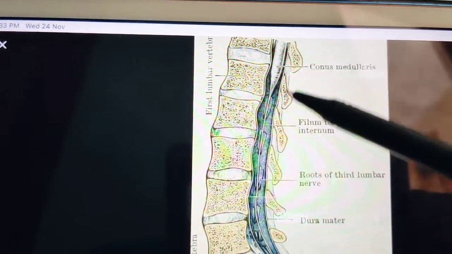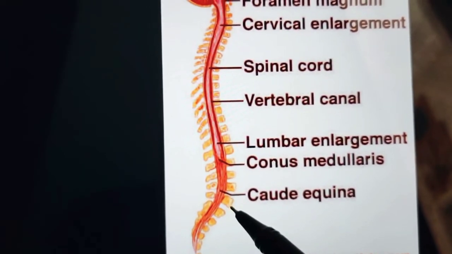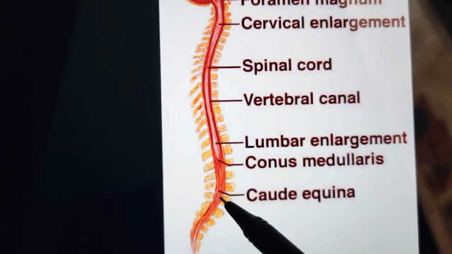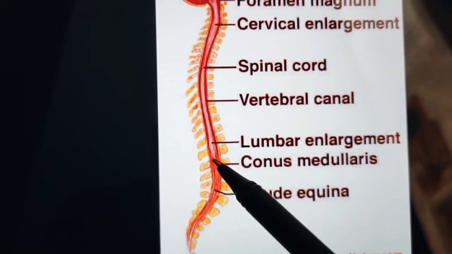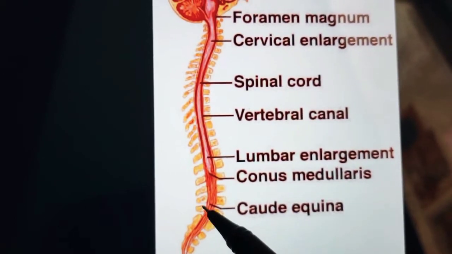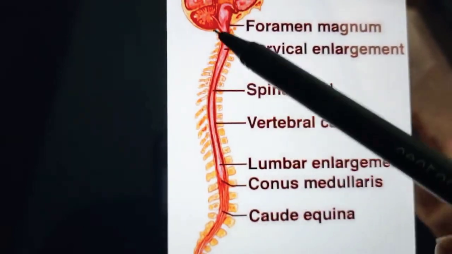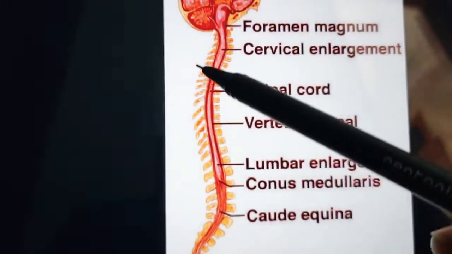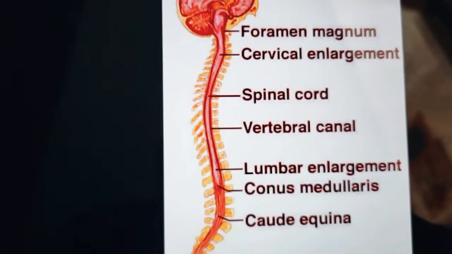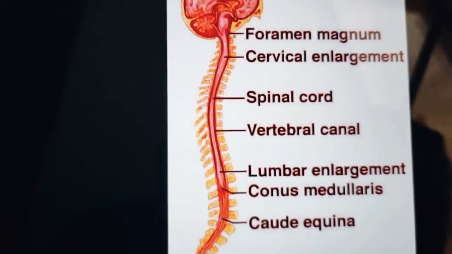So remember, the conus medullaris is at the first lumbar vertebra. In this diagram you can clearly see this is the conus medullaris and this is the cauda equina. The part formed by the lower four vertebra contains the cauda equina, and the canal of all lumbar vertebra contains the spinal meninges. Okay, so this is about the vertebral canal. Next we'll discuss the vertebral arch.